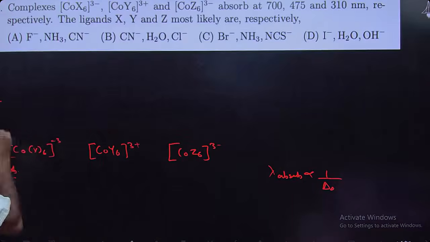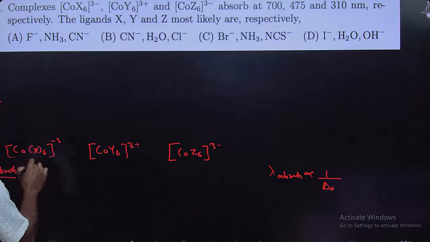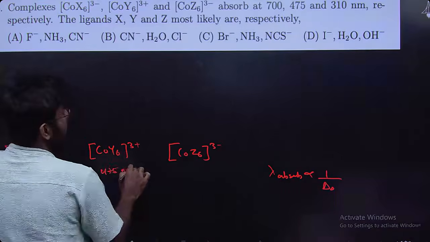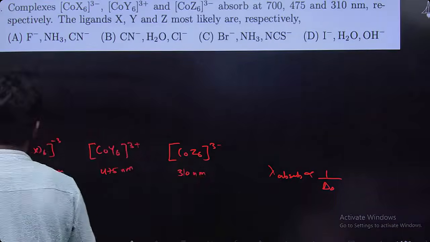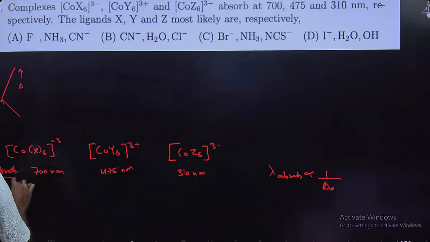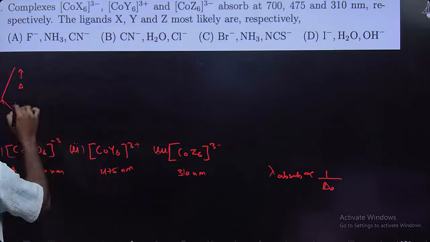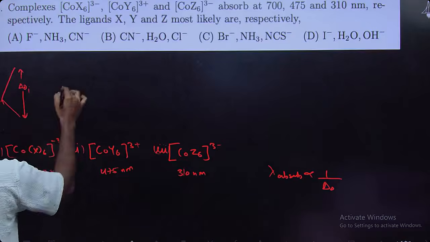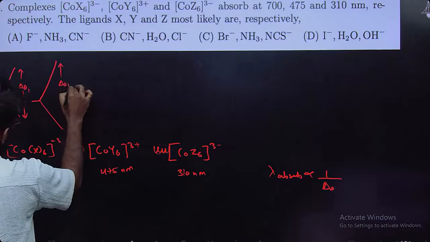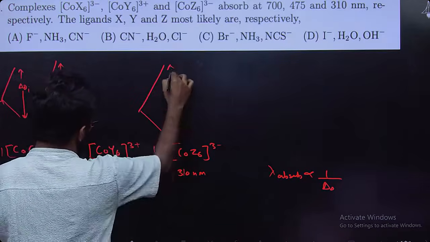So suppose they are saying that the complex CoX6 3 minus absorbs 700 nanometer, the second absorbs 475 nanometer, and the third absorbs 310 nanometer. Then definitely the gap of delta O will follow. Let's make it the first complex, the second complex, and the third complex. Now the delta O for the first will be this much, and as the wavelength is decreasing, the delta O gap will increase. So the delta O will be more in the second complex, and for the third complex it will be even more, right?